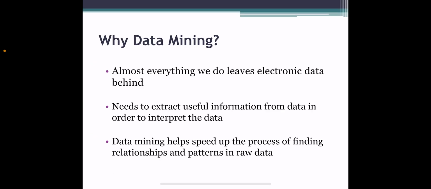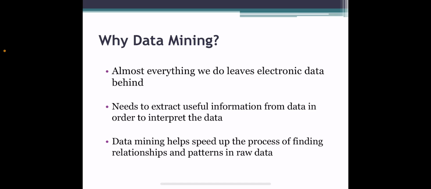Why data mining? Almost everything we do leaves electronic data behind. This means whatever you do nowadays on your phone, visiting any places, buying something online, or visiting a store to buy something, everything will turn into electronic data. And we need to extract useful information from the data in order to interpret it.